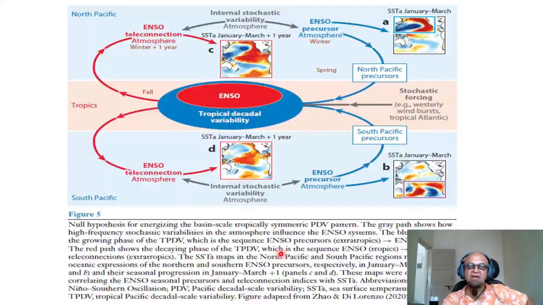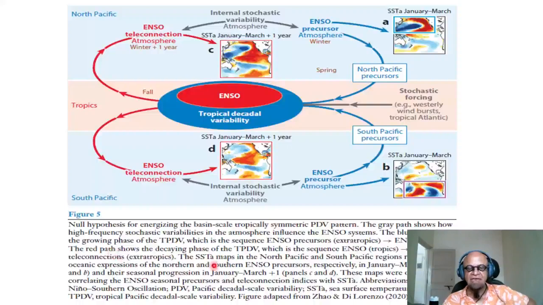Is it really just integration of stochastic atmospheric forcing, or is it some internal variability where the ocean is moving around heat and producing internal variability to the ocean itself, and so on. So the gray path shows how high frequency stochastic variabilities in the atmosphere influence the ENSO systems. The blue path shows the growing phase of the tropical Pacific decadal variability, which is the sequence of ENSO precursors in the extratropics to ENSO in the tropics.